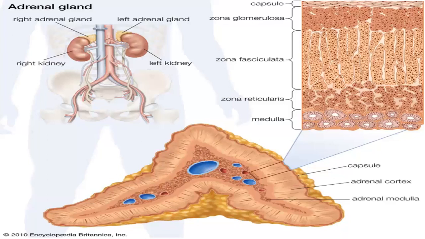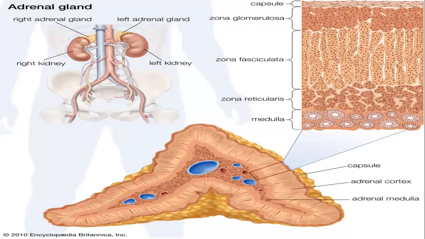The adrenal cortex, in turn, has three layers. The outermost layer is what we call zona glomerulosa, which comprises 10% of the entire cortex. This is the principal source of mineralocorticoids, particularly aldosterone.